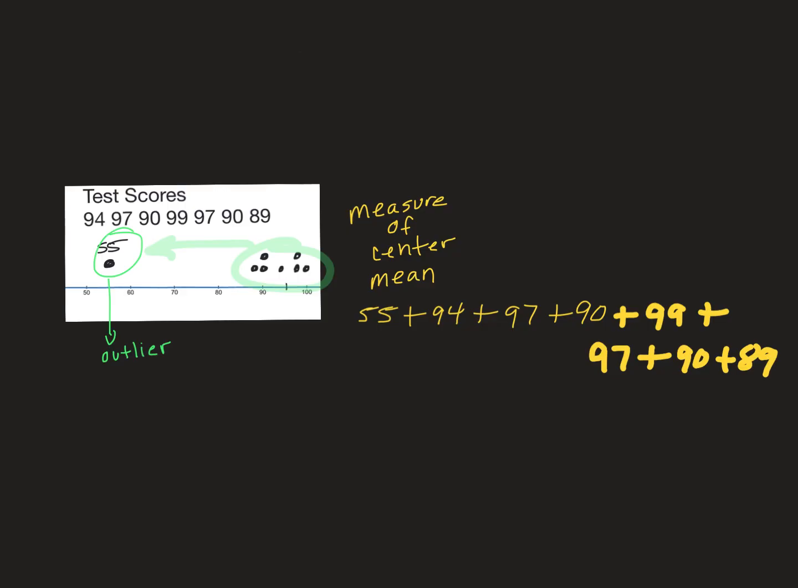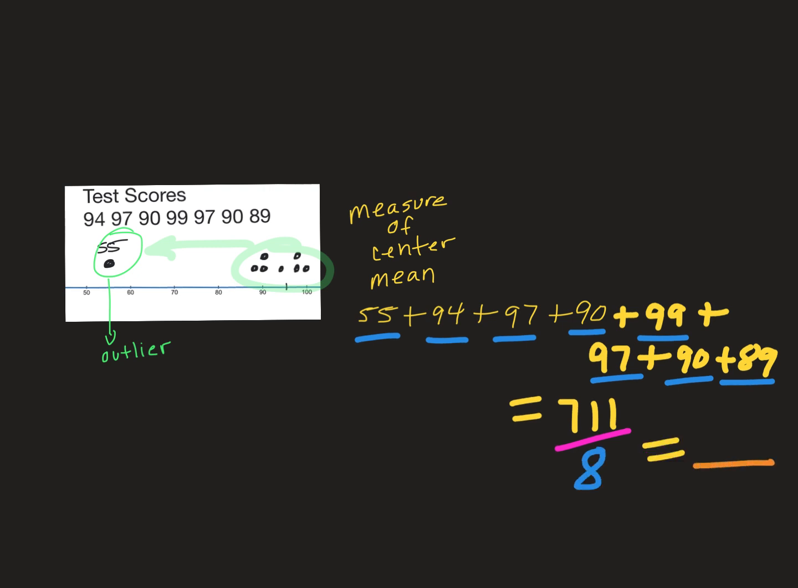So now to find the mean, the first thing I would do is add together everything, including that new score of 55. And I don't have 7 numbers anymore because I have 1, 2, 3, 4, 5, 6, 7, 8. So I am going to divide this time by 8. And so now that mean is actually going to be pretty close to 89. So not exactly 89, but pretty close.